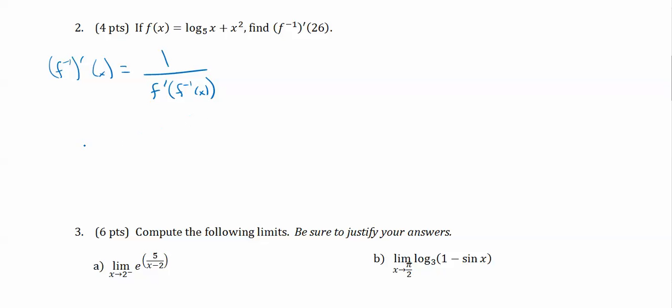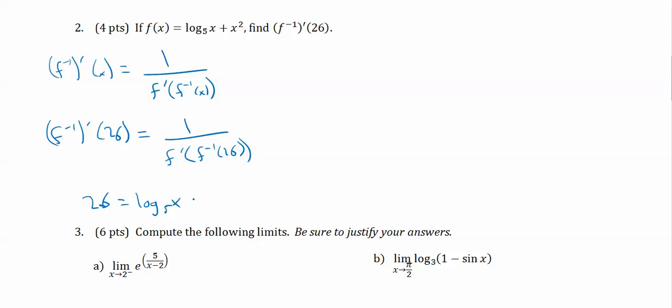Okay, so that's the formula to use, and let me just copy it down, but using 26 for our x value. There we go. And now f inverse of 26, for that you want to ask yourself, what do I have to plug in for x to get 26 out of it, right? So you're trying to solve the equation 26 equals log base 5 of x plus x squared. And we don't really have any methods for systematically solving that for x, but you can just plug in some numbers and hope to get lucky.